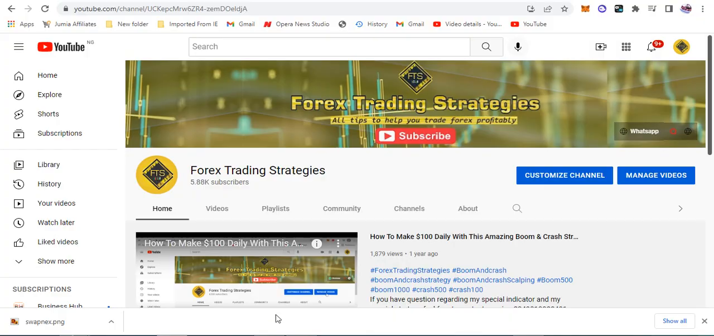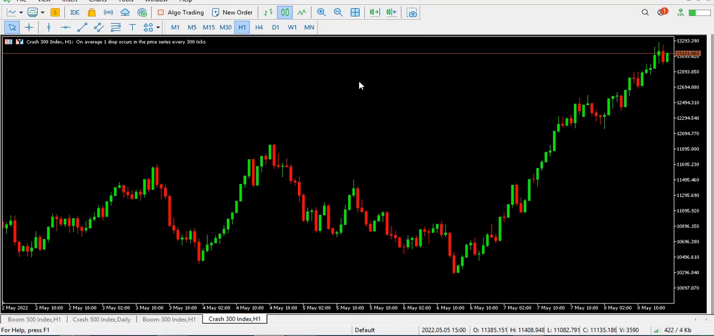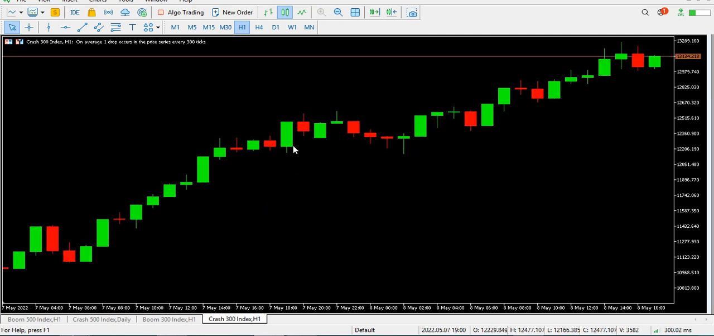So that being said, let's get to our trading setup. This is Crash 300 right here, on the 1 hour time frame. I've done some settings on this, and the basic settings I did was the candle colors. My bullish candles are green, the wicks are also green, while my bearish candles are red and the wicks are red. For example, let me zoom into it a bit.